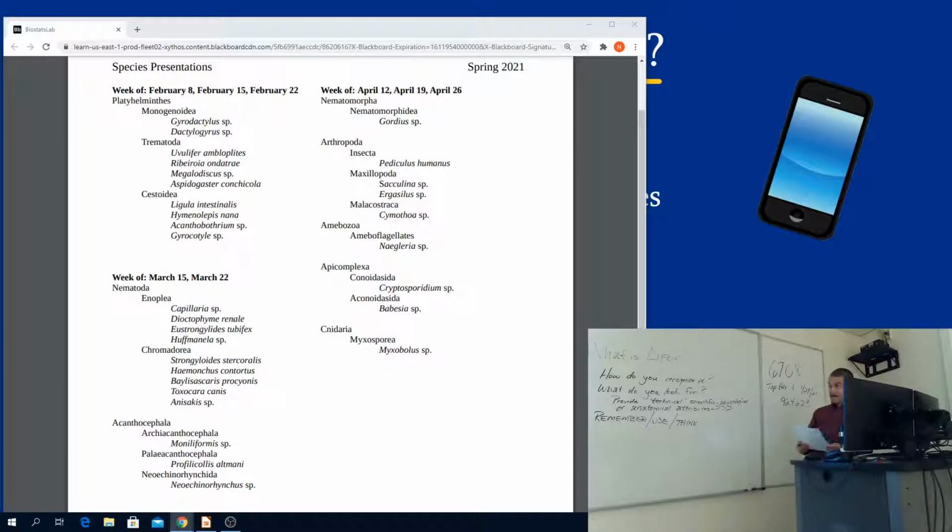So you've got the monogenes, both monogenes are available. Of the trematodes, we have Uvolifer, Megalodiscus, and Spidigaster that are available. Cestodes, you have Ligula. For the nematodes, you've got Eustrongylides and Huffmanella, Haemonchus and Balis ascaris. I'll take Ligula. Ligula? All right.